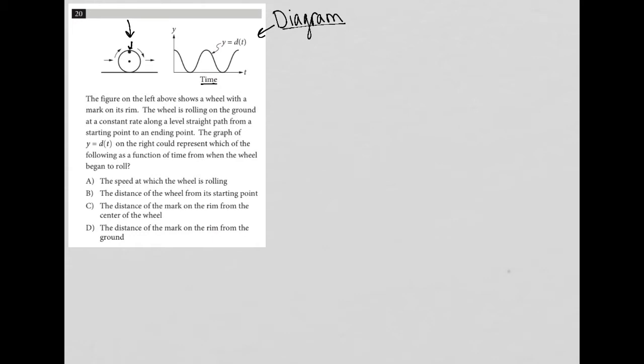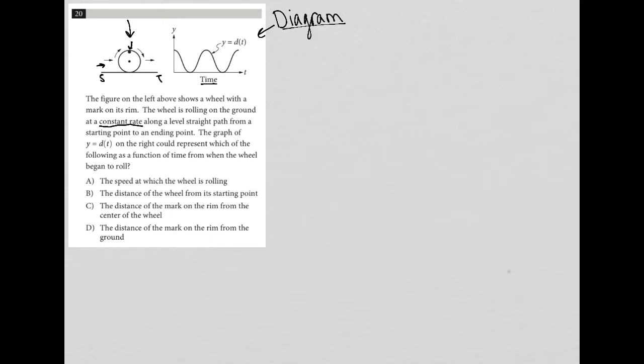The wheel is rolling on the ground at a constant rate along a level straight path from a starting point to an end point. So if I were to say this was the start and this was the end, we can start to see how this first picture here makes a lot of sense. It's rolling to the right. Okay. And the question does say that it's moving at a constant rate, which I'm sure is important.